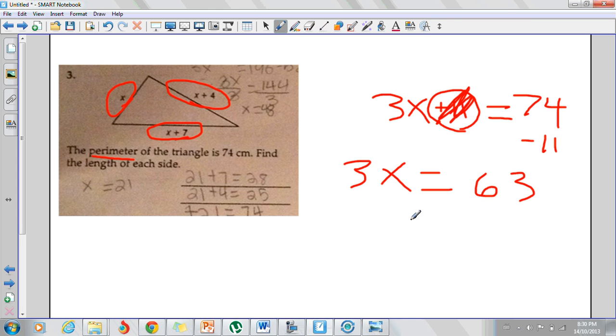And to get rid of the 3 in front of the x, since it is times right here, we're going to divide it by 3, and that'll cancel out that. But whatever we do to one side, we must do to the other side, and that is divide it by 3. So x will equal 21.